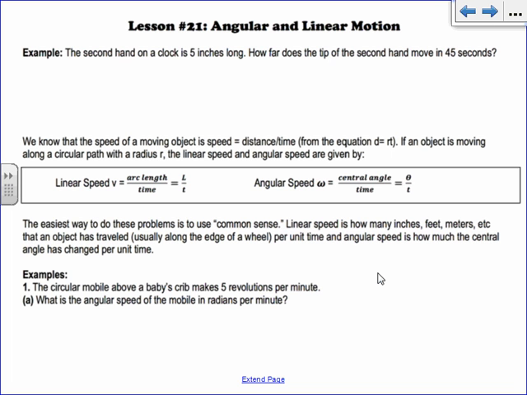All right, so what we're going to do is we need to think about how many degrees it's moving in 45 seconds. So go ahead and draw a little clock on your paper.